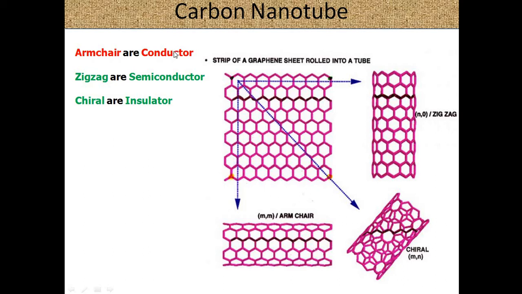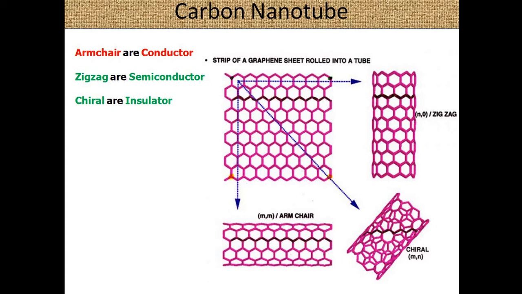So my dear friend, as we discussed, depending upon the nature of rolling of graphene sheet, the direction of rolling of graphene sheet, the properties of nanotube are going to change. And if we roll the graphene sheet from this direction to this direction, then there is a formation of chiral type of carbon nanotube. Chiral is the mixture of zigzag and armchair. So here is the armchair, then zigzag, then armchair, then zigzag. So this type of chiral carbon nanotube formation takes place.